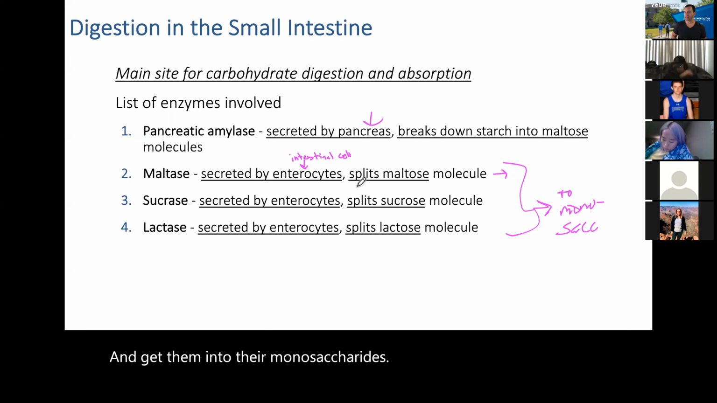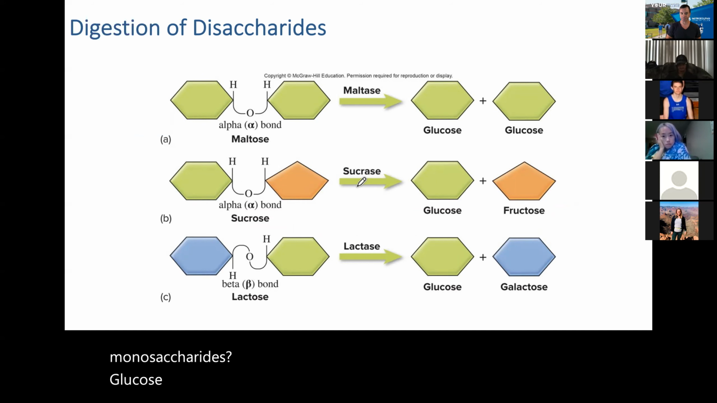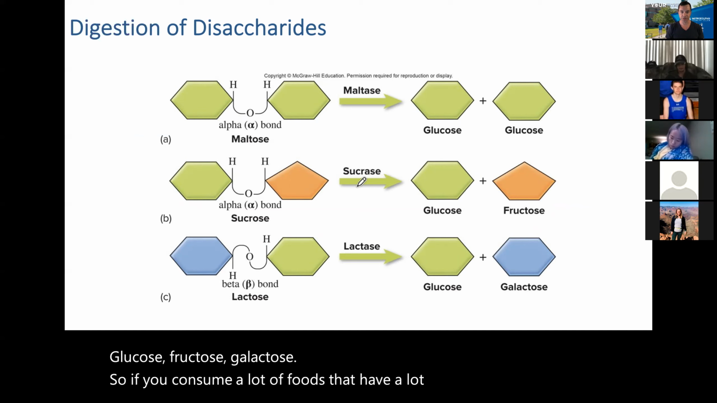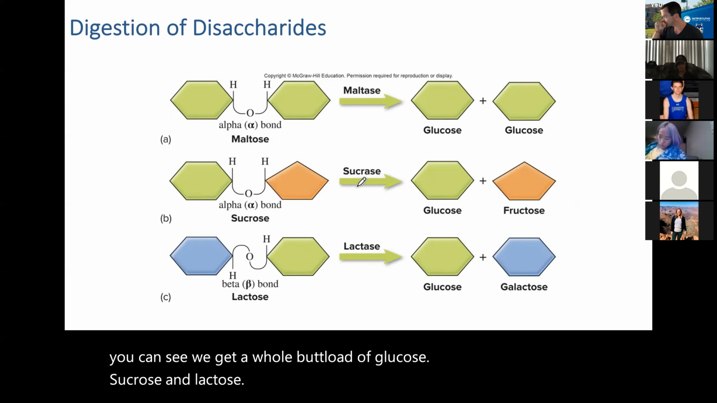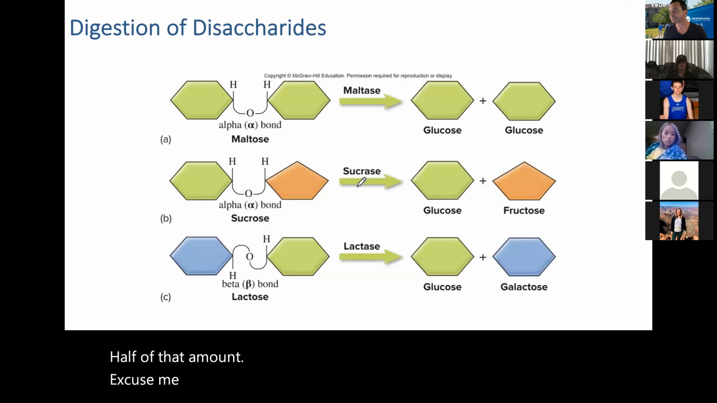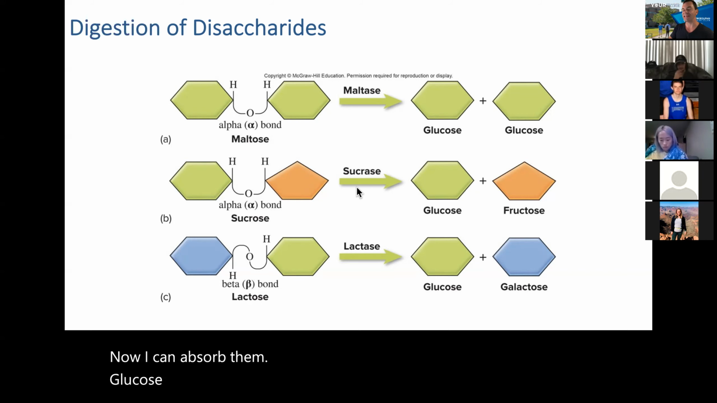Okay. We try to get them to our monosaccharides. What are those monosaccharides? Glucose, fructose, galactose. So if you consume a lot of foods that give me a lot of maltose, you can see we get a whole lot of glucose. Right? Sucrose and lactose, half of that amount. Once we've broken these things down, now I can absorb them. Okay? Glucose, fructose, galactose, I can easily absorb these things.